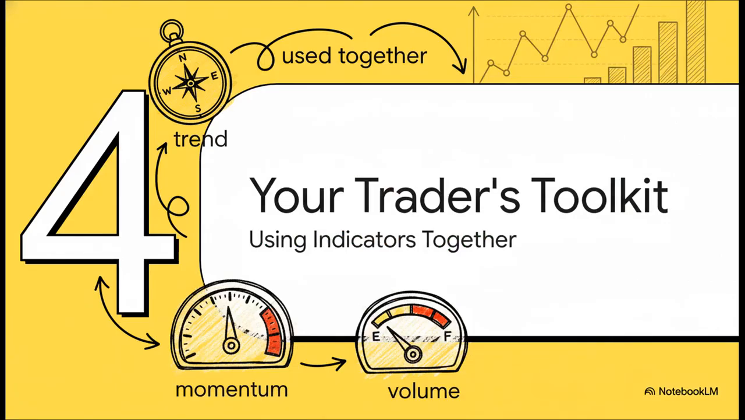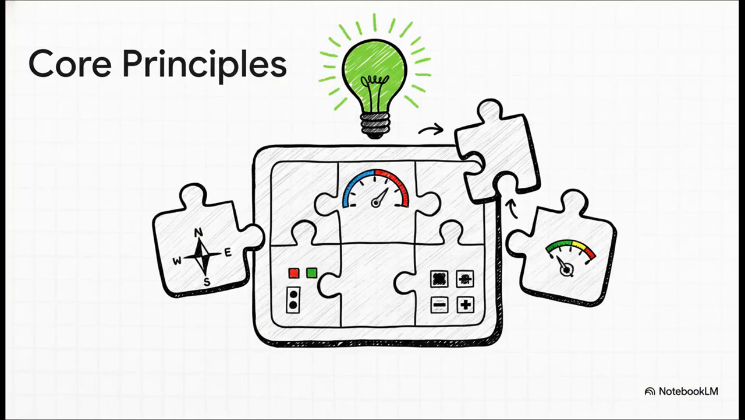So there we have it. We've built our toolkit. We have our compass for trend, our speedometer for momentum, and our fuel gauge for volume. Now, the last step, and honestly the most important one, is understanding that these tools are way more powerful when you use them together. And that brings us to the golden rule. No single indicator is a crystal ball. They just aren't. Think of them as clues in a detective story, not foregone conclusions.